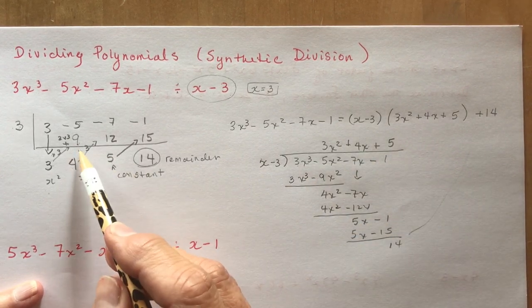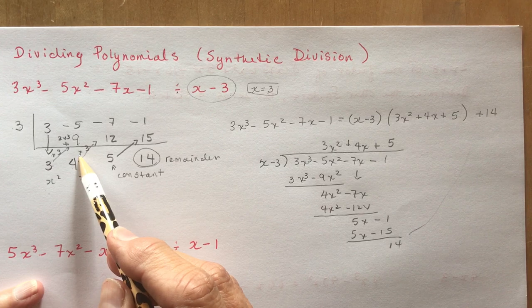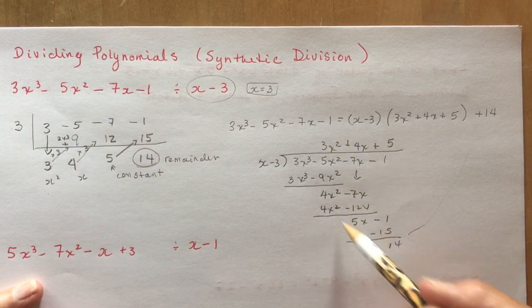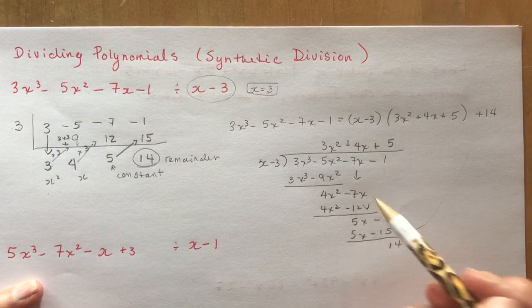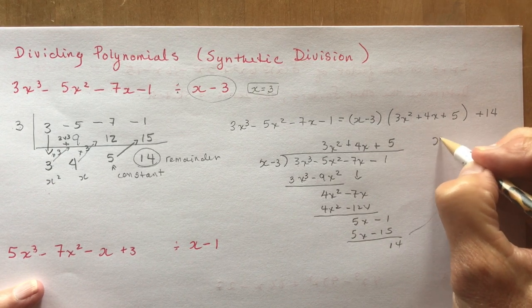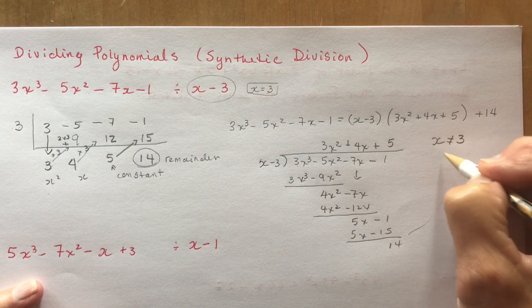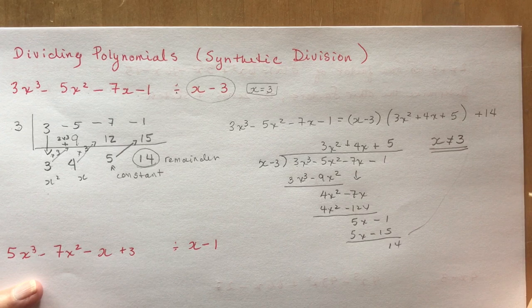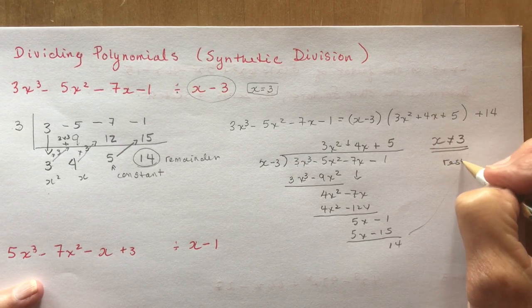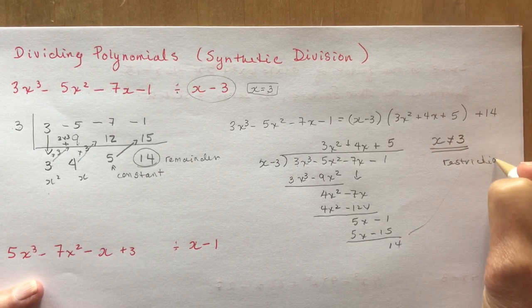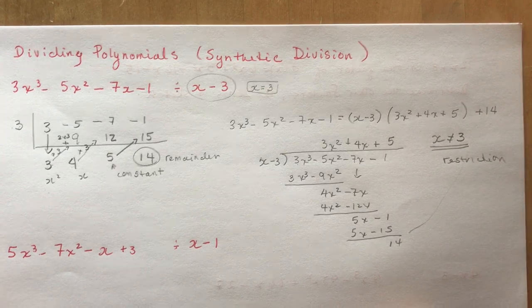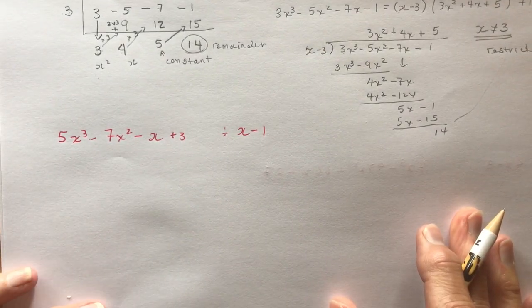This is going to be much faster for you. This obviously takes a little bit longer to write out, but you're going to get the same answer. And we also need here that x is not equal to 3. Don't forget, you need a restriction as well. Okay, so that's all fine and good. Let's do a couple more examples till you get the knack of it.